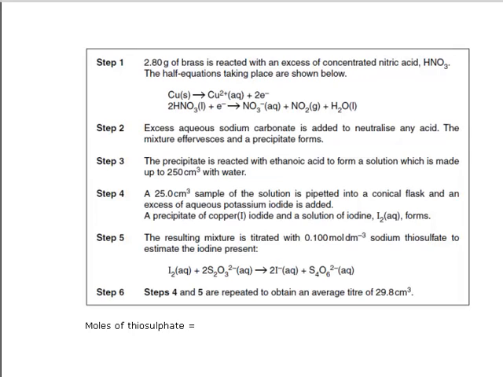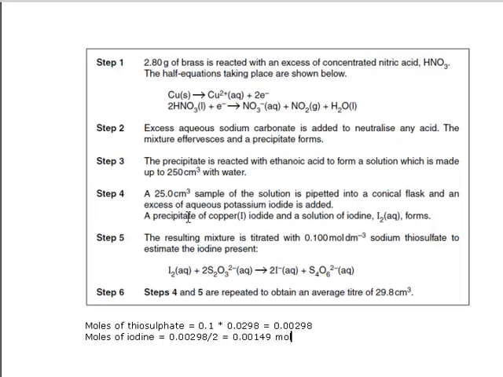is equal to the molarity times the volume. Well, the molarity is 0.1 and the volume is 0.0298. So this comes to 0.00298. Now we can see from our equation here that the moles of iodine is half the moles of thiosulfate. So moles of iodine equals 0.00298 over 2, which is equal to 0.00149 moles.